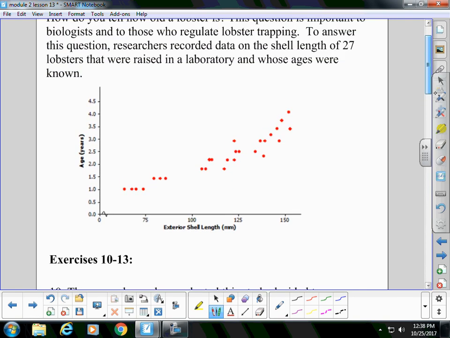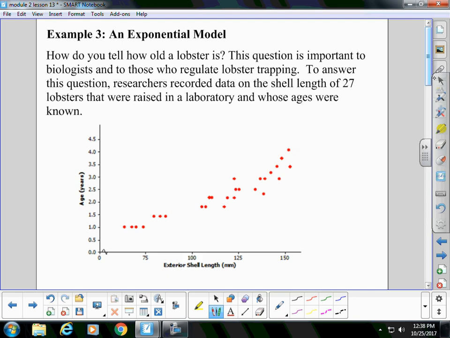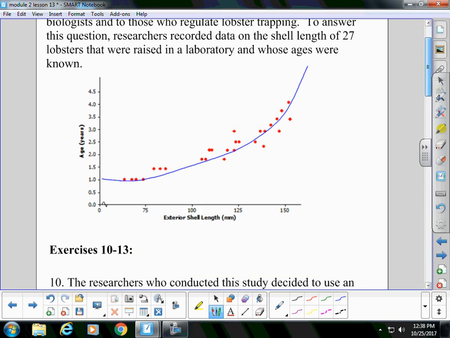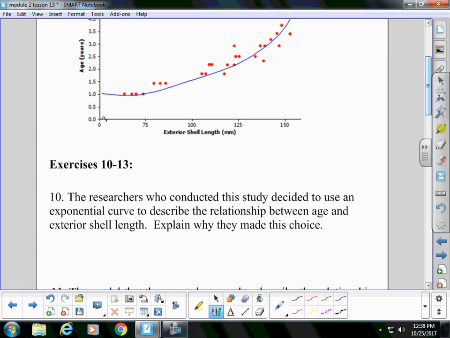Okay, so we're looking at, well, first of all, this one, can you see why this one's an exponential model? Which is probably one of the questions. Because this one's got that curve that swoops upward. Okay, so number 10 says the researchers who conducted this study decided to use an exponential curve to describe the relationship between age and exterior shell length. Okay, so we got on the x-axis, exterior shell length, and we have age on the y-axis. Explain why they made this choice. So I just answered that one.